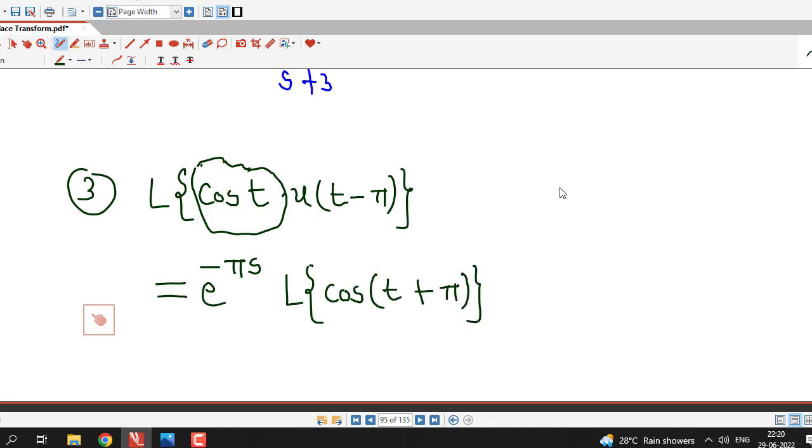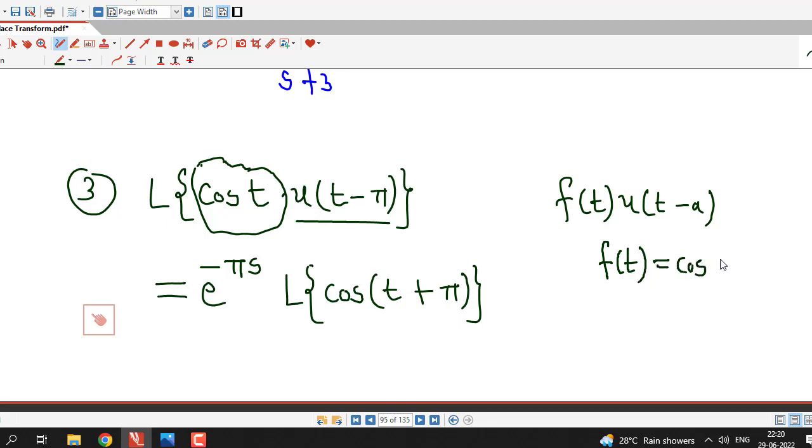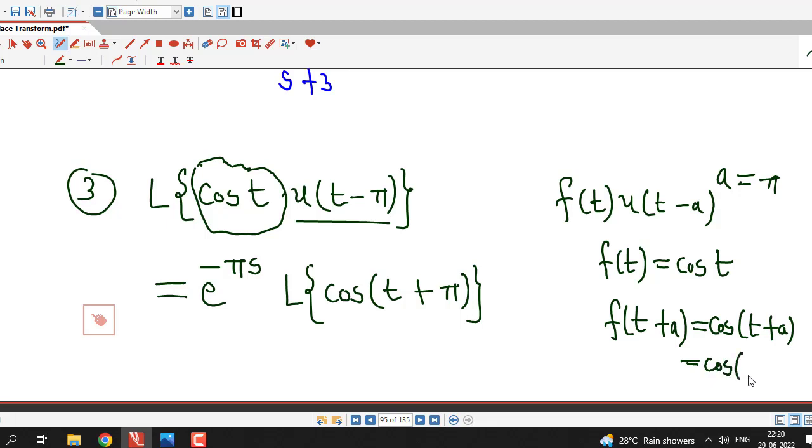So here also we can compare. If you cannot understand directly, you can compare your function with f of t into u of t minus a, and you will find that f of t is cos t and value of a is pi, and we have to replace t by t plus a in f of t. So here we have cos of t plus a and value of a is pi, therefore we have cosine of t plus pi.